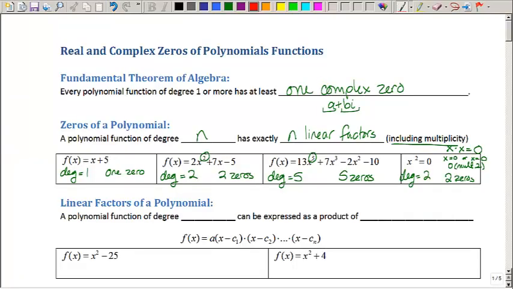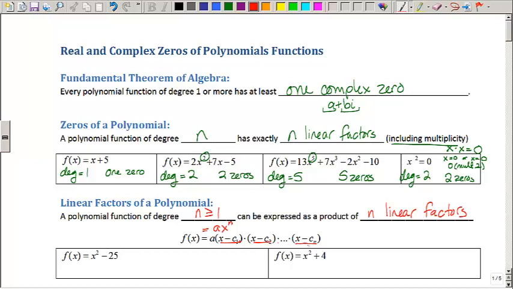Next, let's talk about the linear factors of a polynomial. A polynomial function of degree n, as long as it's greater than or equal to 1, can be expanded as a product of n linear factors. For example, you could take any polynomial and factor it into a times a linear term times another linear term times dot dot dot times as many linear terms as you need. In this case, it would be n linear terms, because my leading term would be ax to the n. So there's n degree, so there'll be n linear factors.